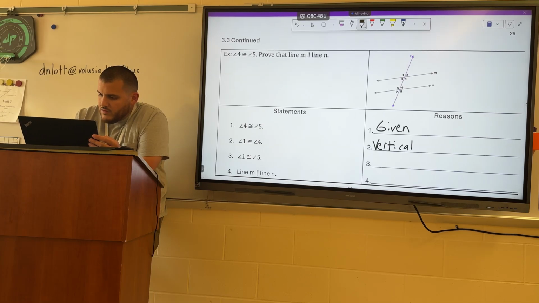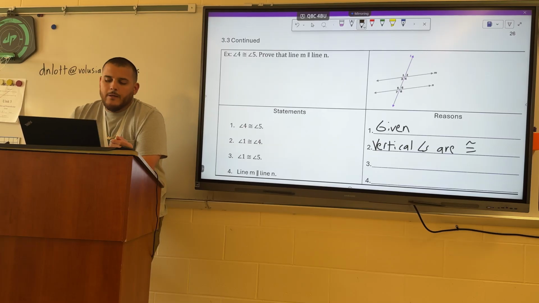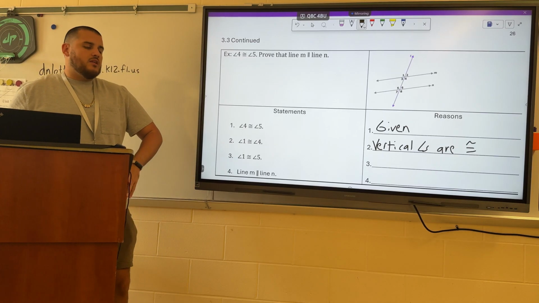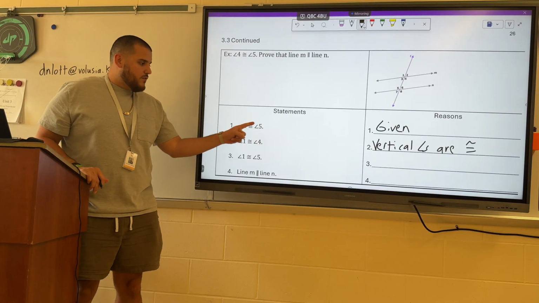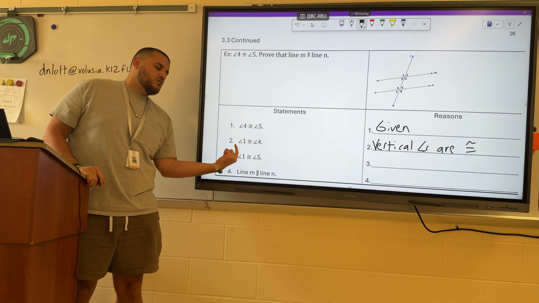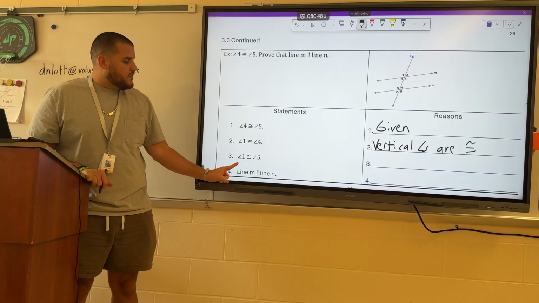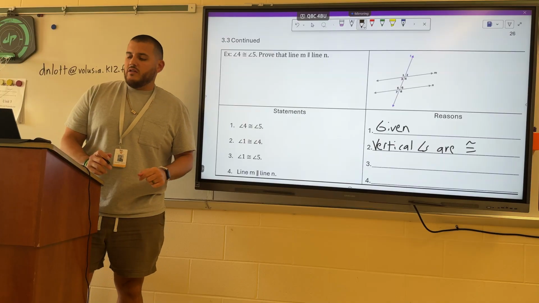Vertical angles are congruent. Next we have the statement that angle 1 is congruent to angle 5. And again, this is going to be the use of the transitive property because angle 4 is congruent to angle 5. Angle 4 is also congruent to angle 1. So since 1 and 5 both congruent to angle 4, 1 and 5 have to be congruent to each other.